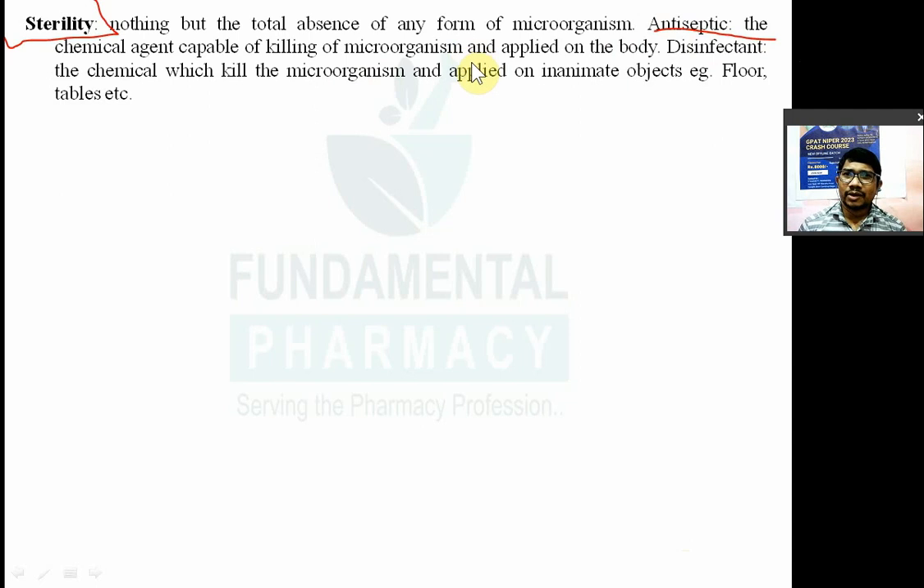preventing the growth of microorganisms, and it is applied on the body, on the animate. So it is applied on the animate, मतलब वो अपने बॉडी के ऊपर अप्लाई कर सकते हैं. A chemical which is capable of killing microorganisms or preventing their growth when it is applied on the human body. Disinfectant is the chemical which kills the microorganism, but it is not applied on the human body. It is applied on an inanimate object.